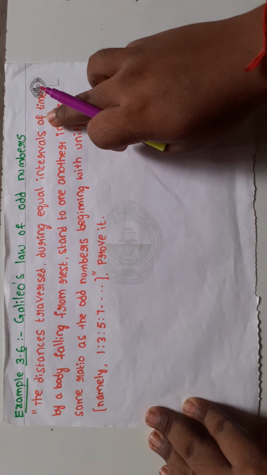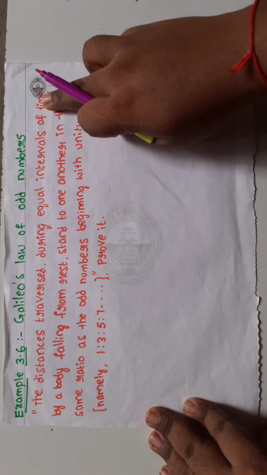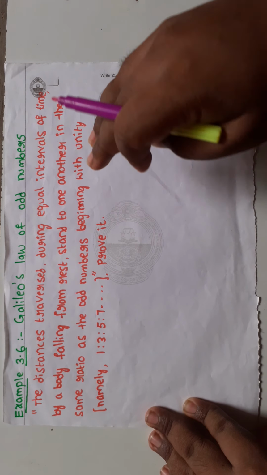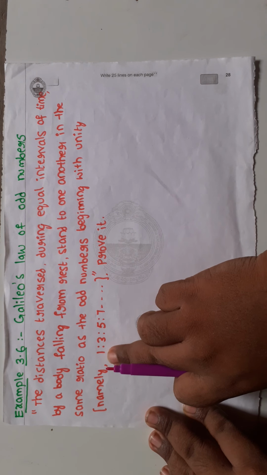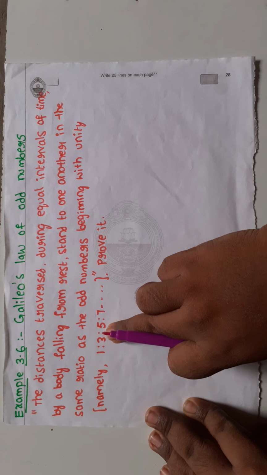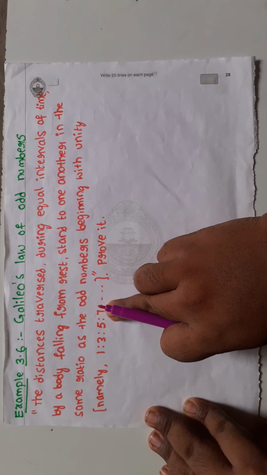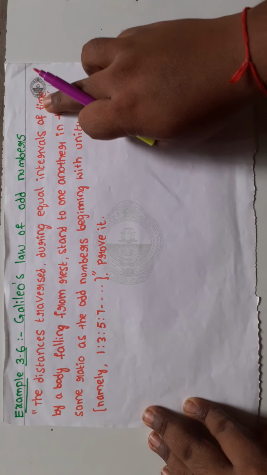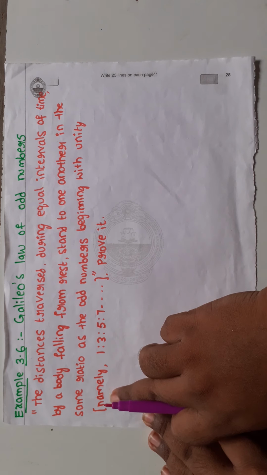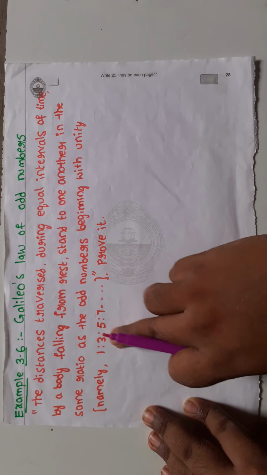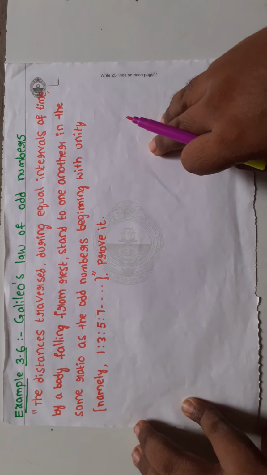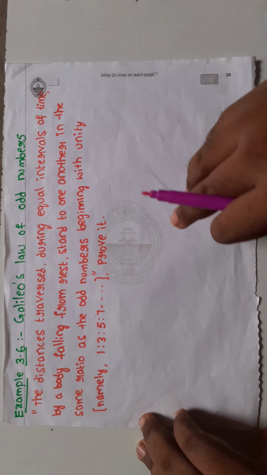The distances stand to one another in the same ratio as the odd numbers beginning with unity. So in that situation, in equal intervals of time, the distance travelled by the object is in odd numbers: 1 meter, next distance 3 meter, next distance 5 meter, next distance 7 meter, like that. So time is in equal intervals, then the displacement of the object is in odd numbers, 1, 3, 5, 7, like that. Okay, it is proved.